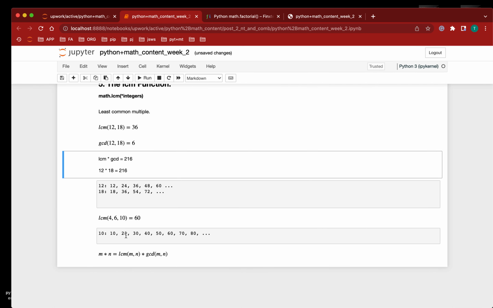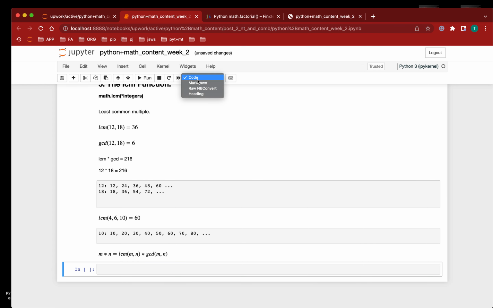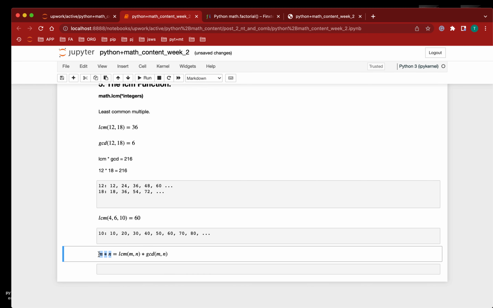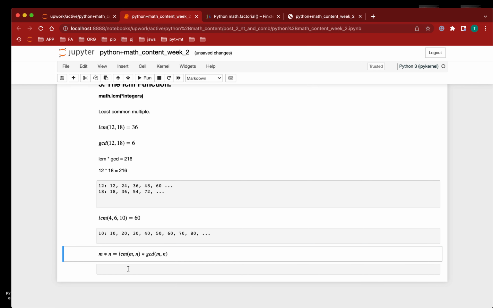We can do the same calculation, and this relation holds in general for only a pair of numbers, and we can use this relation to calculate LCMs because we know how to calculate GCDs, and we certainly know how to calculate the product of two numbers. So using this relation, we can calculate LCMs for a pair of numbers.